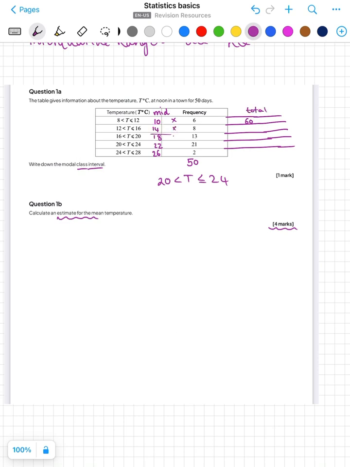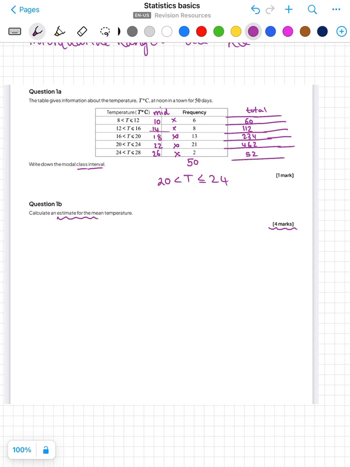And then we repeat. We multiply each of our temperatures. 14 multiplied by 8, that's 112 degrees total from those 8 days. 18 times 13, 234. 22 times 21, 462. And 26 times 2, 52.